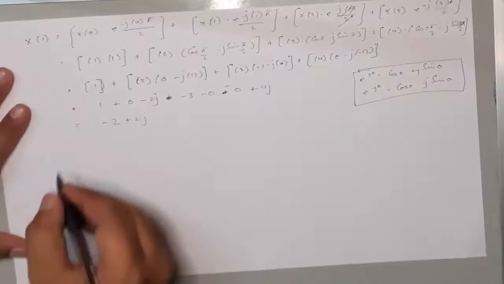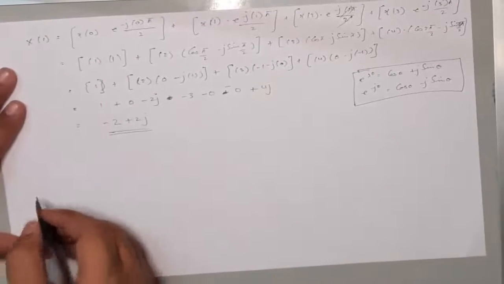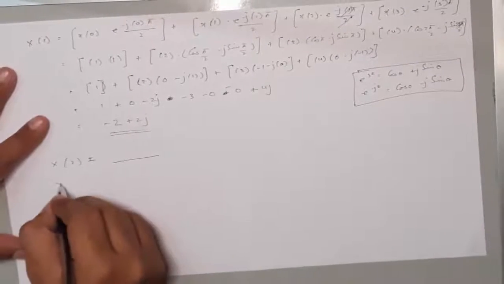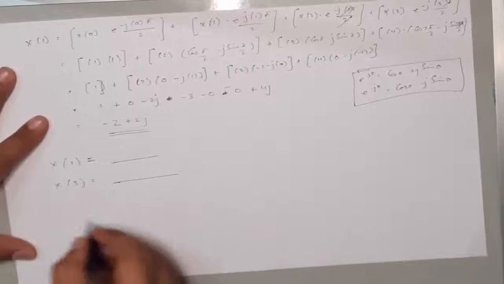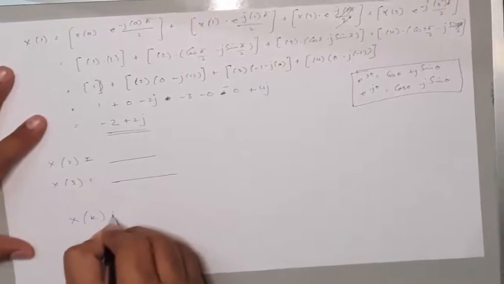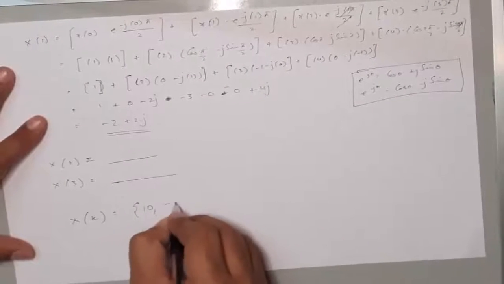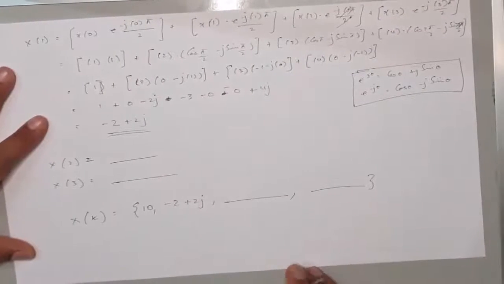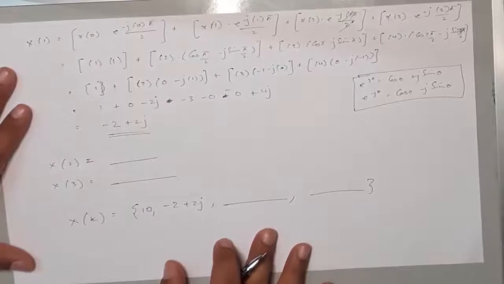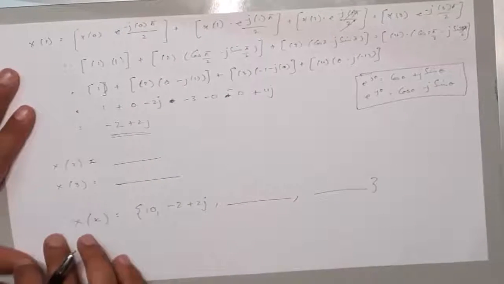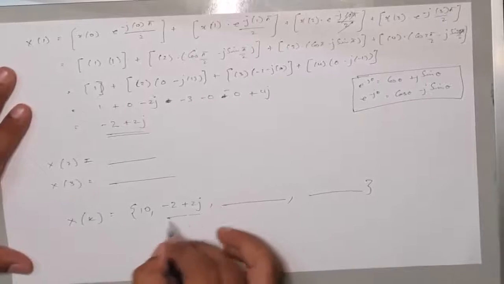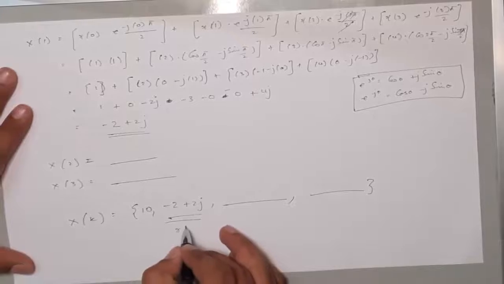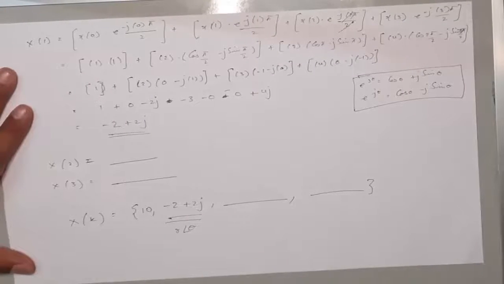Okay, so here you get the value of x of 1. Similar way, you find the value of x of 2, how much, x of 3, how much, and at the end you write the output sequence as x of k is equal to 10, minus 2 plus 2j, comma, and the remaining values. These two values you find out by solving the complete problem as I have shown and send it to me. Now this is in rectangular form. If you want this in polar form, just convert this into r theta form using your calculator. Okay, you will get the angle also.